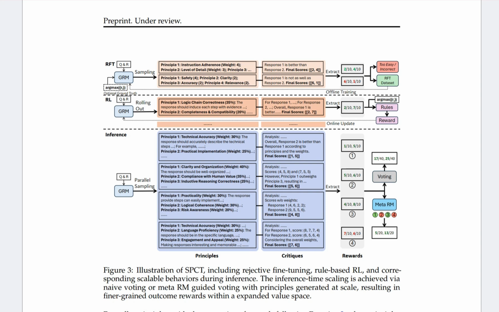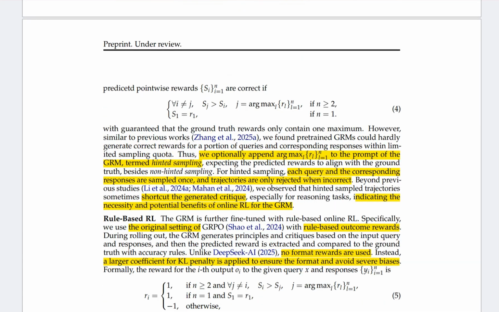But there is a problem here. Sometimes all the groups of principles fail to produce the correct answer. In other words, according to those principles, the answer you think is better isn't actually the best. So, they used a technique called hinted sampling.